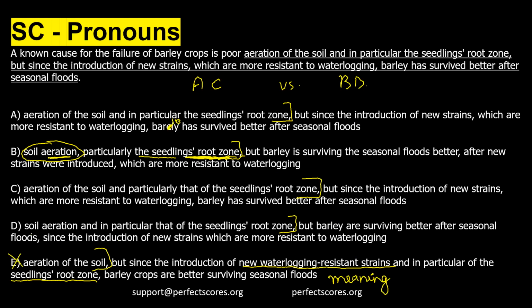Same goes over here: soil, aeration, and that of. Now, this pronoun that of, what does it refer to? What of the seedling's root zone? Meaning wise, it should be aeration of the seedling's root zone. But over here, we just have soil aeration, not aeration of the soil. That is why D is gone. Again, there's a little bit of a pronoun error here. And same goes for B. So B is gone, D is gone. Now make a choice between A and C.